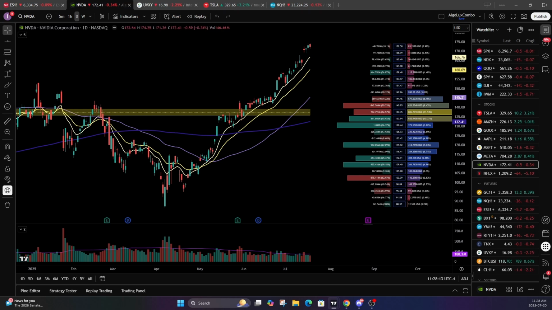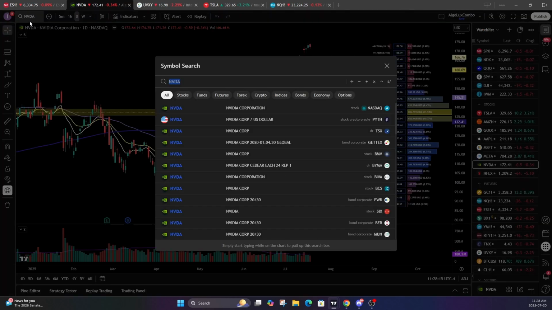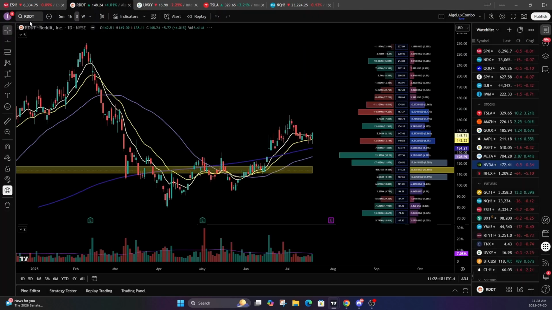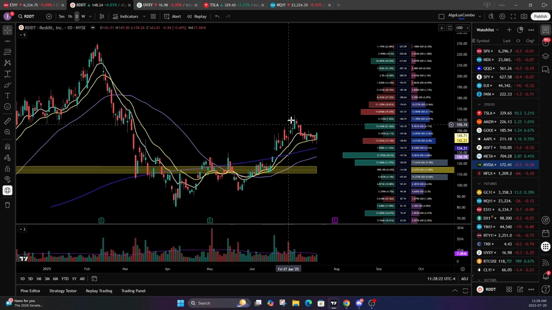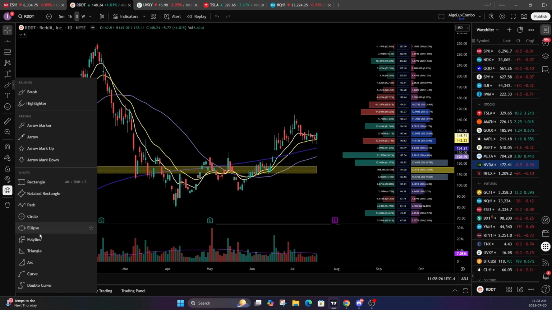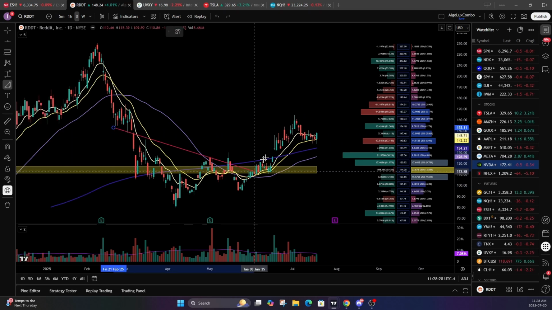Reddit, yeah, let's take a look at Reddit. Reddit also has an insane rally. So we'll see Reddit here. Yeah, so Reddit has also been steadily pushing up. A nice setup here as well on Reddit, getting us a cup and handle here.